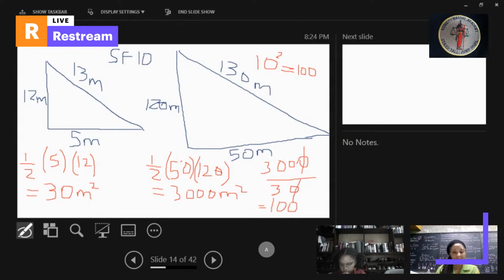All right. So we can safely say then, if you know the area of the small object and you know the scale factor by which the length is multiplied to give the bigger object, to find out how many times bigger the area is, you square the scale factor.